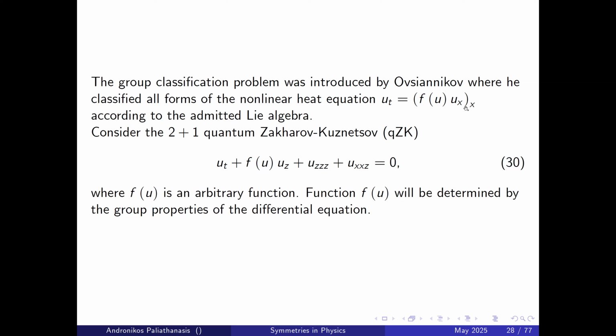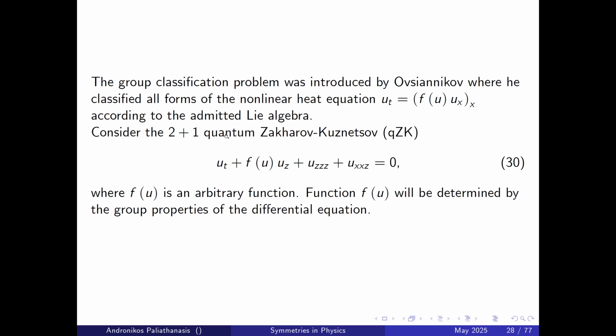So Ovsiannikov considered this nonlinear PDE, and he found all the possible forms of f(u) where this equation admits symmetries, and admits different algebras of these symmetries. So, for instance, when this is a constant, then this is a heat equation and we presented the symmetries before. But if it's another function, maybe there are fewer symmetries in this case, or more, depending on the properties of the function. But the maximal symmetric case is when it is a constant.